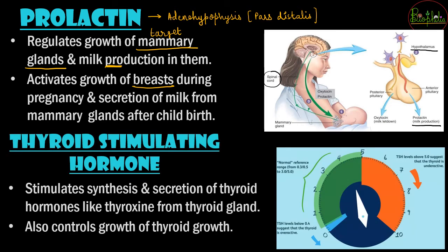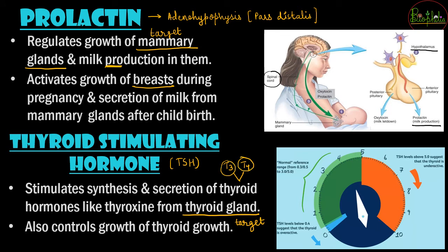Next is going to be thyroid stimulating hormone, shortened as TSH. So this TSH is going to work onto the thyroid gland. Thyroid gland पे जाके वो काम करेगा. So thyroid gland is the target of this particular hormone. It is going to stimulate the synthesis and secretion of thyroid hormones, that is thyroxine. So thyroid hormones कौन से होते हैं? These are going to be T3 and T4. So जैसे ही TSH is going to stimulate, T3 और T4 का release start हो जाएगा.